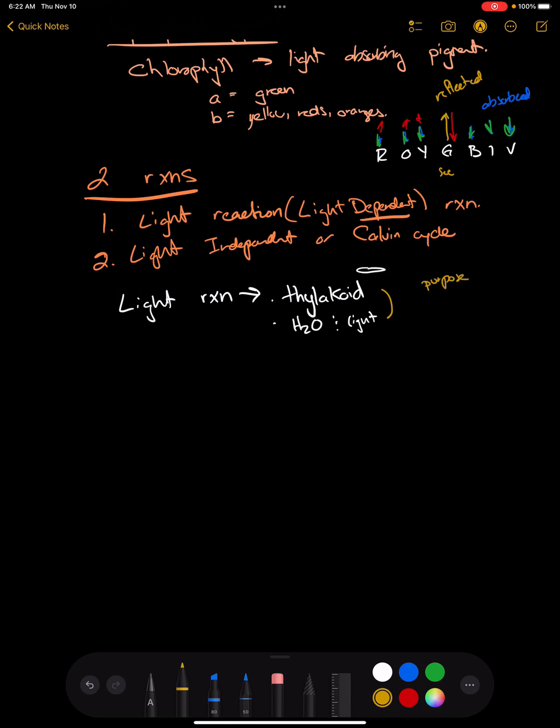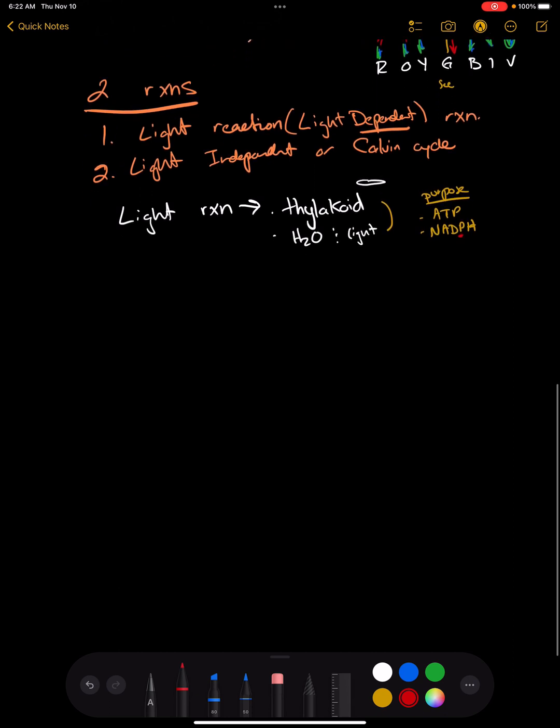The purpose of the light reaction is to make ATP, which we should be familiar with, and then I'm going to make this new molecule called NADPH, right? It's kind of another electron donor. An easy way to remember the difference between NADH in cell respiration and NADPH is that P can mean it's in photosynthesis. So NADPH is photosynthesis electron donors, and then NADH is just cell respiration. All right, so let's do the next reaction. So light reaction, I'm in the thylakoid, I need light and water, and the purpose is to make ATP and NADPH.